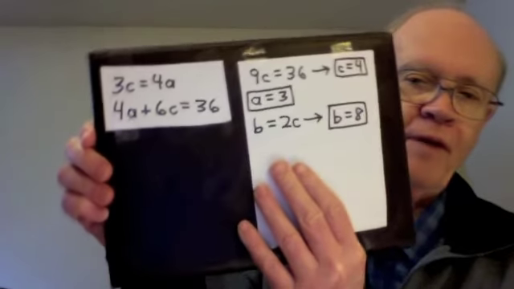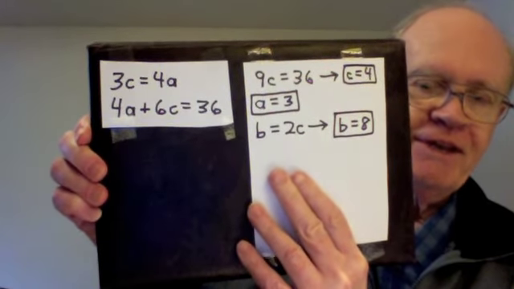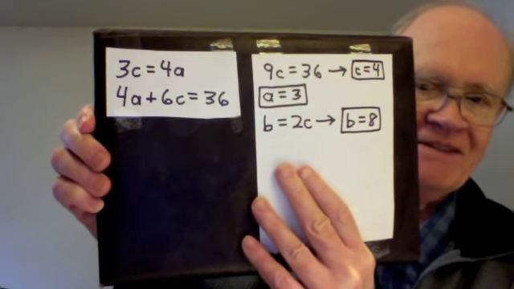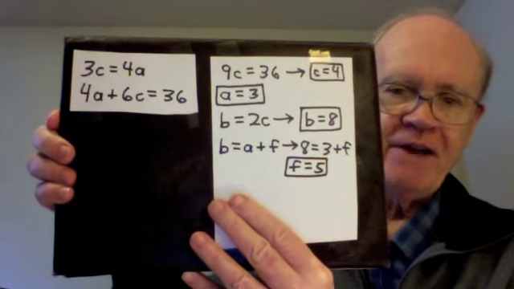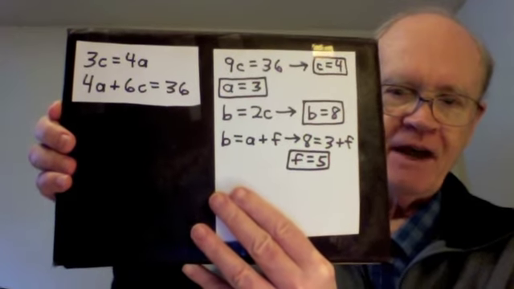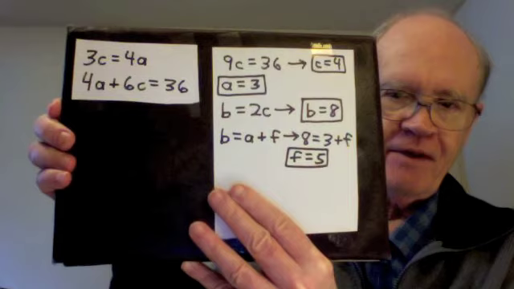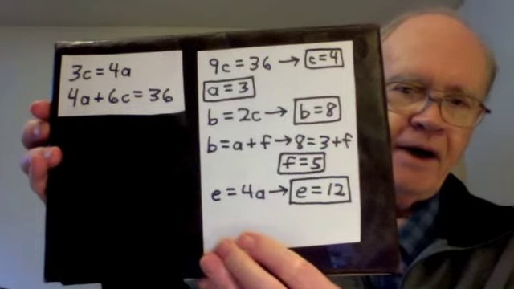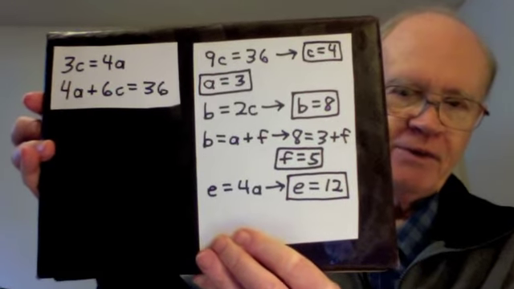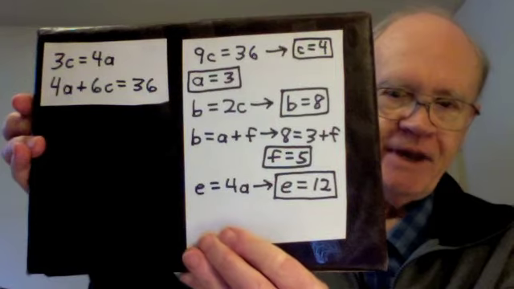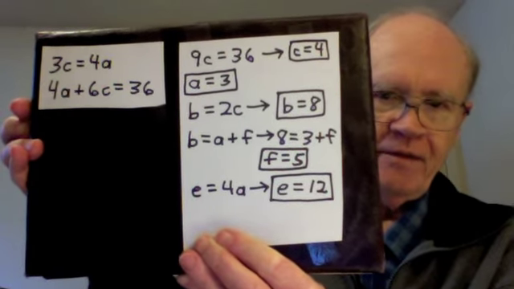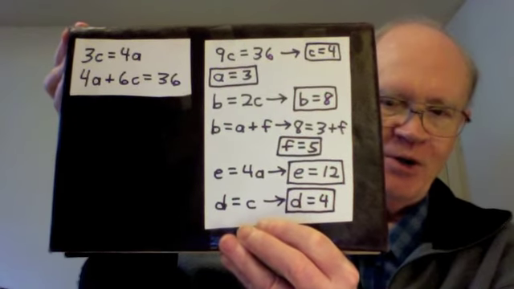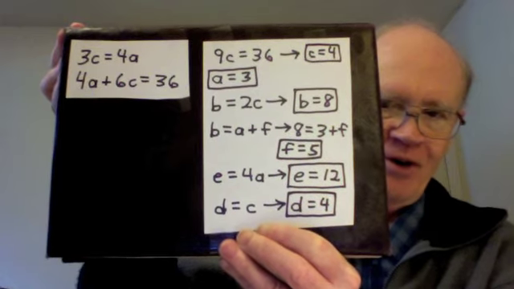One of the original equations said B equals 2C, and so B equals 2 times 4, so B equals 8. Another of the original equations said B equals A plus F, and so 8 equals 3 plus F. Subtracting 3 from both sides, F equals 5. Another of the original equations said E equals 4A, and since A is 3, E equals 12. And we had, as an original equation, D equals C, and so D equals 4.